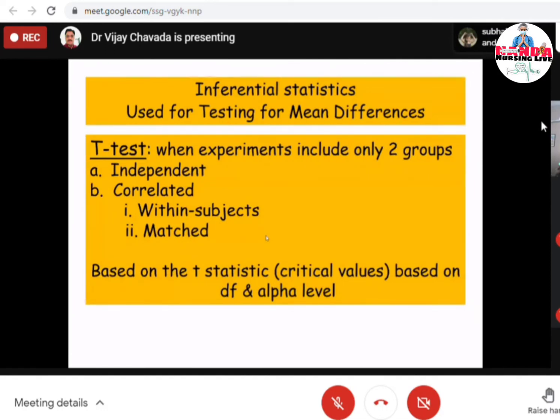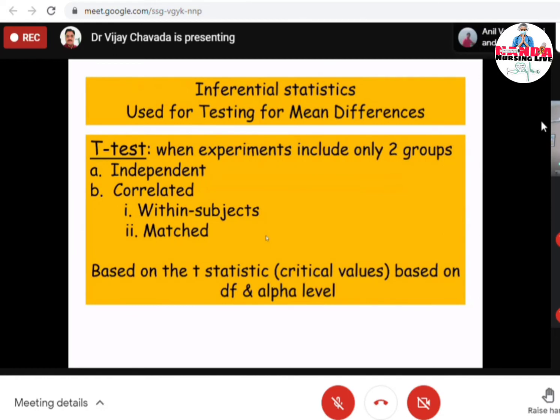Ordinal data is like mild, moderate, severe. There is some order, but we don't know whether the difference between moderate and mild is equal to the difference between severe and moderate. Further, there are interval and ratio. Out of these, nominal and ordinal are discrete data, and interval and ratio are continuous data.